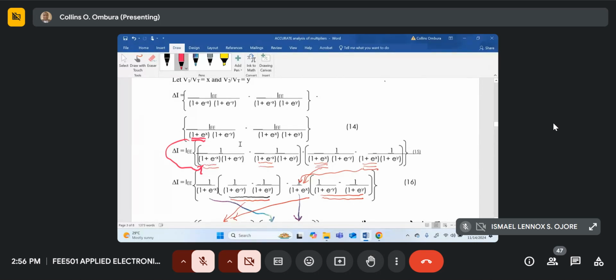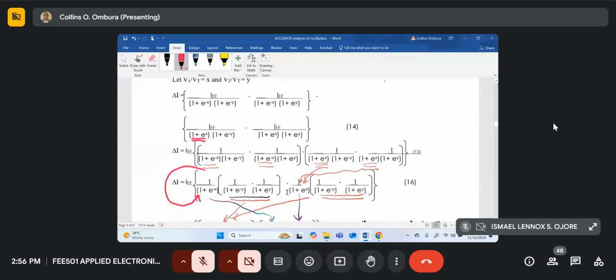I've gotten this term over here and brought it here. So this common term which was here and here, I brought it outside, and then I'll get this term over here. 1 divided by 1 plus e to the minus y is this term. And then minus 1 plus e to the positive y is here.